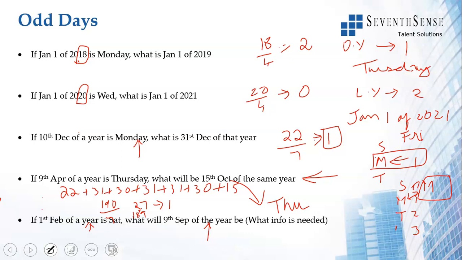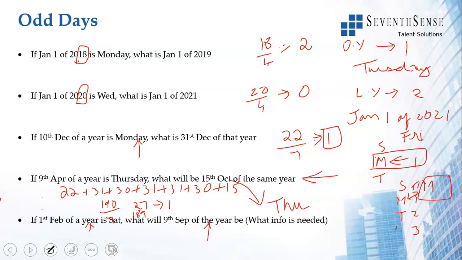Okay, we said that odd days in each month: if it is 31, you divide by 7, you get the odd days as 3. If it is 28, you divide by 7, you get the odd days as 0. If it is 30, you divide by 7, you get the remainder as 2. The odd days are 2. So from 1st Feb till 9th September, one way is to calculate the number of days.